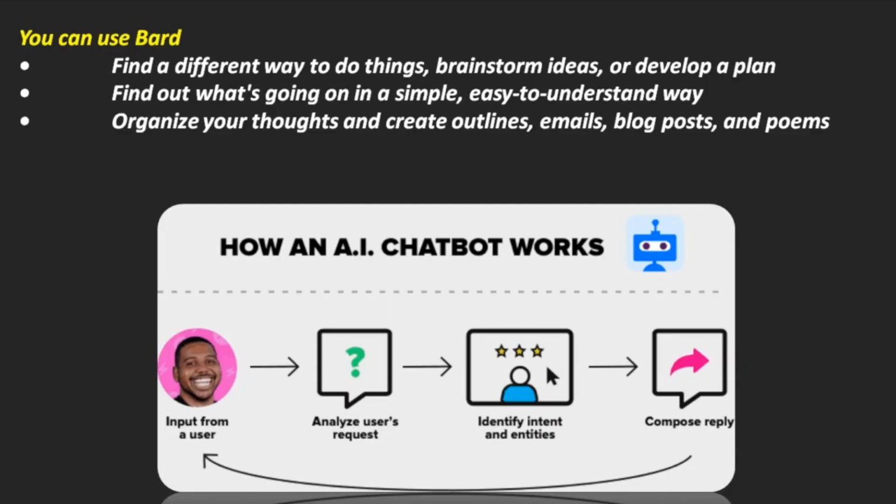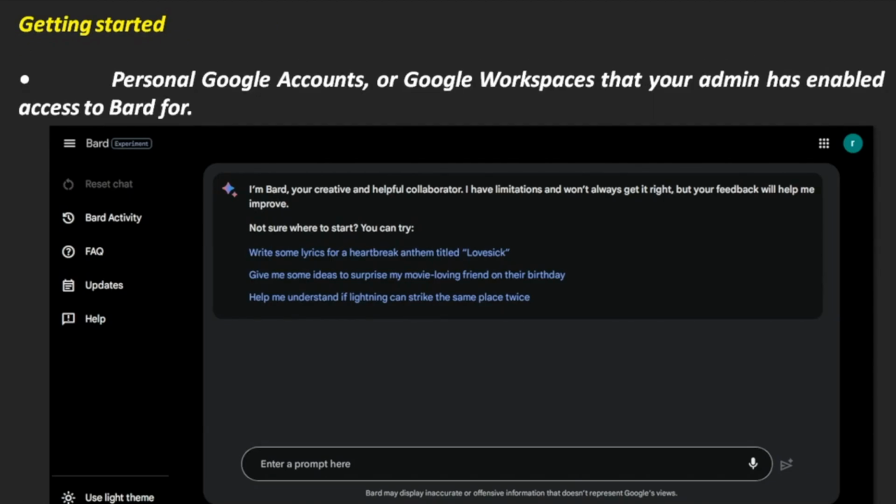So, getting started. You need a personal Google account or Google Workspace account that your admin has enabled access to Bard. Bard still won't work with Google accounts managed by Family Link or Google Workspace for Education accounts designated for kids, and make sure Bard is enabled in your Google Workspace. If you are an admin, you must be at least 18 years old and use a supported browser: Google Chrome, Safari, Firefox, Opera, or Edge. Currently Bard is only available in Japanese, Korean, and U.S. English.